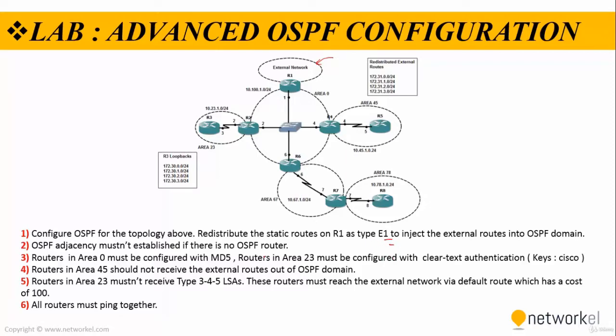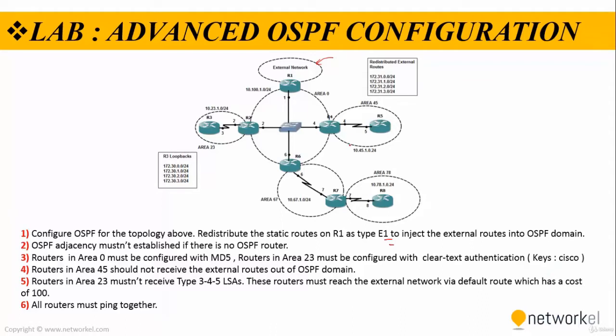Then in the second step, OSPF adjacency must not be established if there is no OSPF router, which means we are gonna configure passive interface somewhere. In the third, routers in area 0 must be configured with MD5. Routers in area 23 must be configured with clear text authentication, and our key is gonna be Cisco.